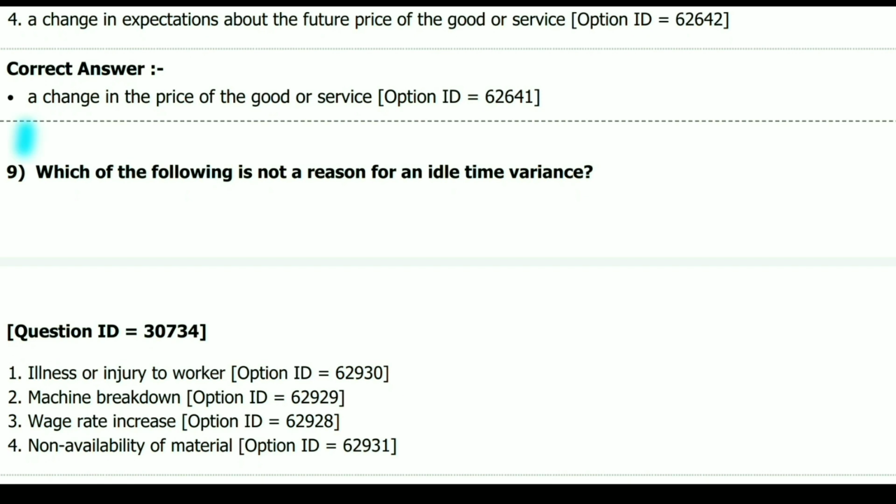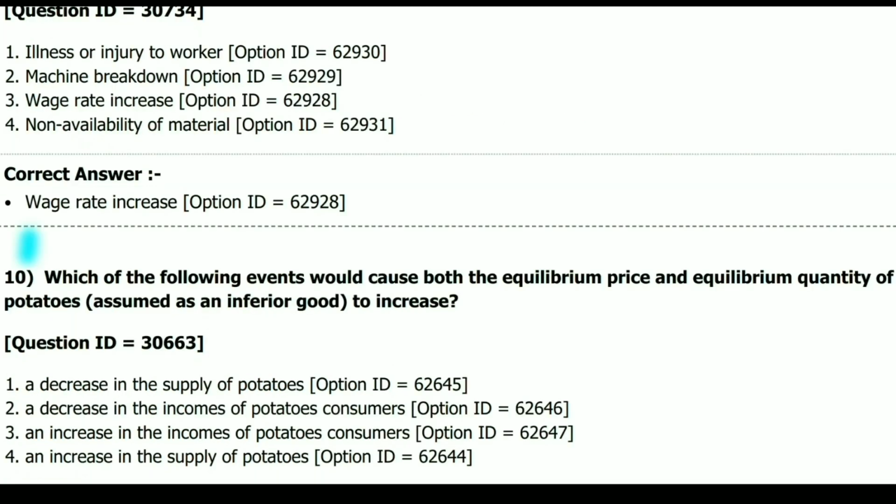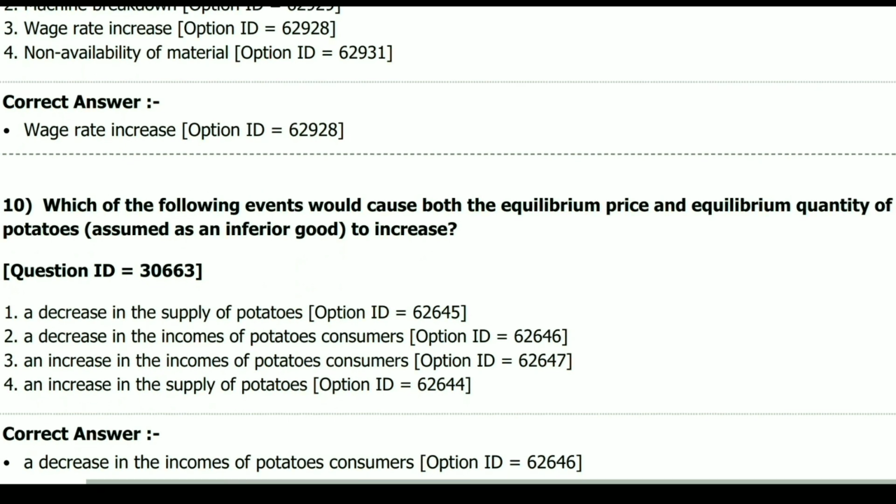Next, which of the following is not a reason for an idle time variance? Options: illness or injury to worker, machine breakdown, wage rate increase, non-availability of materials. The answer is wage rate increase. Next, which of the following events would cause a decrease in both the equilibrium price and equilibrium quantity of potatoes? Options: a decrease in the supply of potatoes, a decrease in the income of potato consumers, an increase in the income of potato consumers, an increase in the supply of potatoes. And the answer is a decrease in the income of potato consumers.